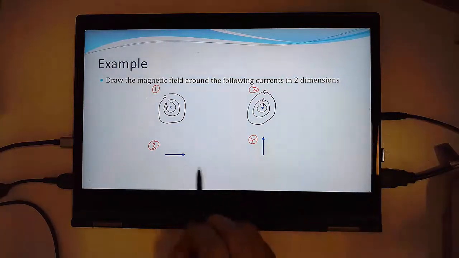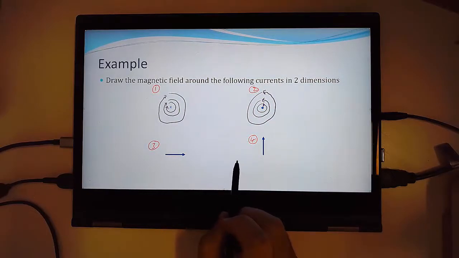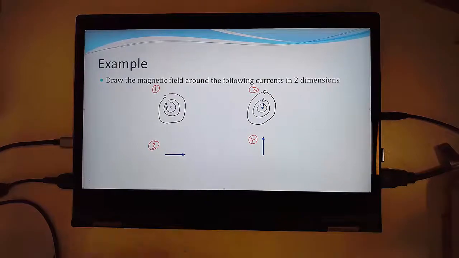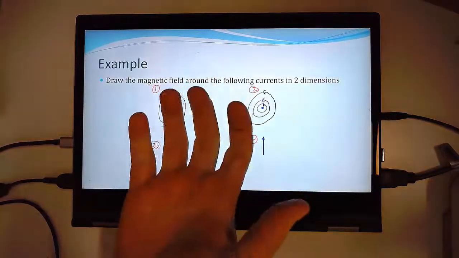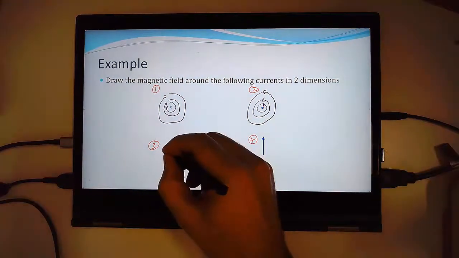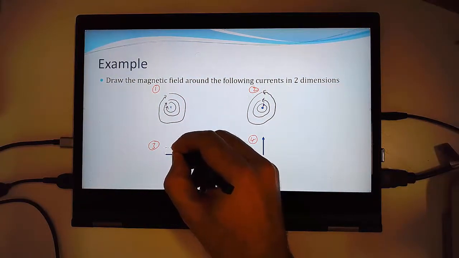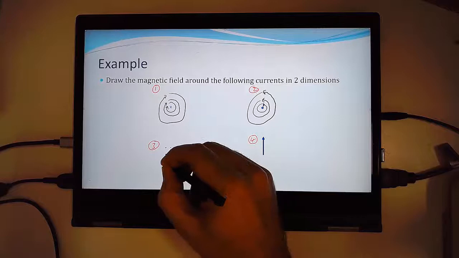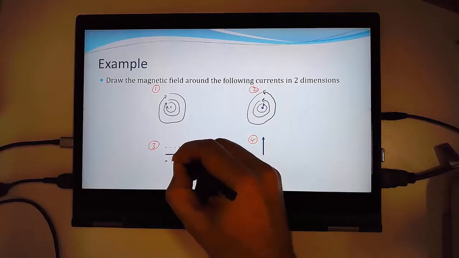Okay, so for questions 3 and 4, I'm going to do them in two different ways to show you two different ways that you can represent this three-dimensional field. So the thumb is going to be going to the right, and that means the fingers are going to be curling up and over the arrow. So I can show this by putting dots here to show that it's coming out of the page on this side and going into the page on this side.